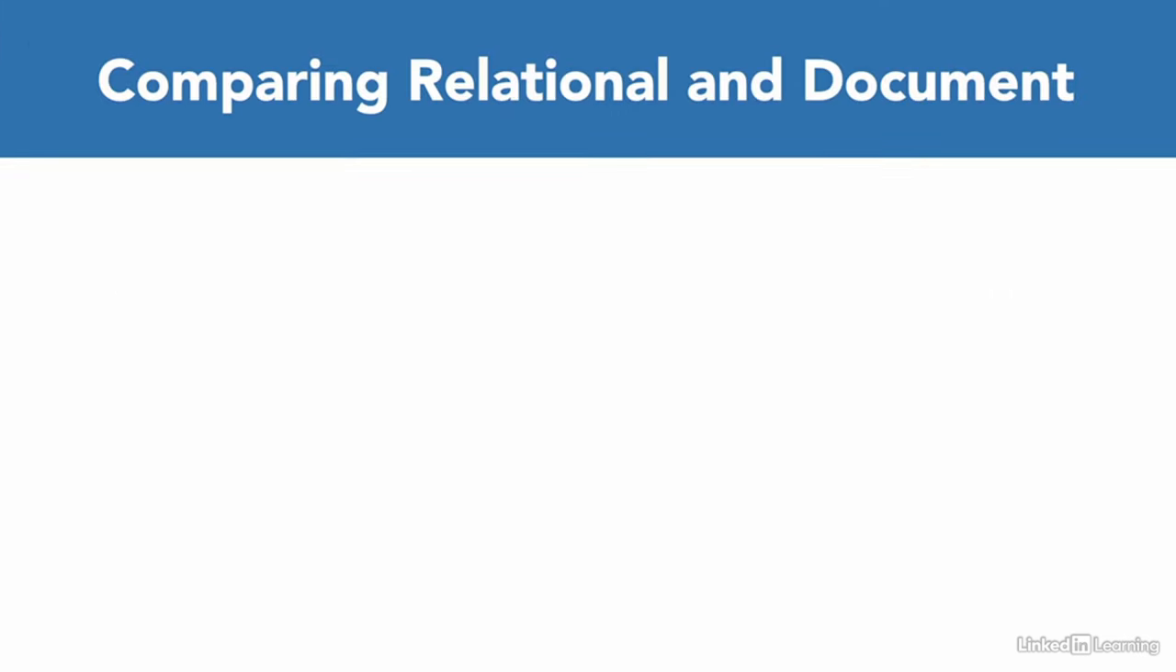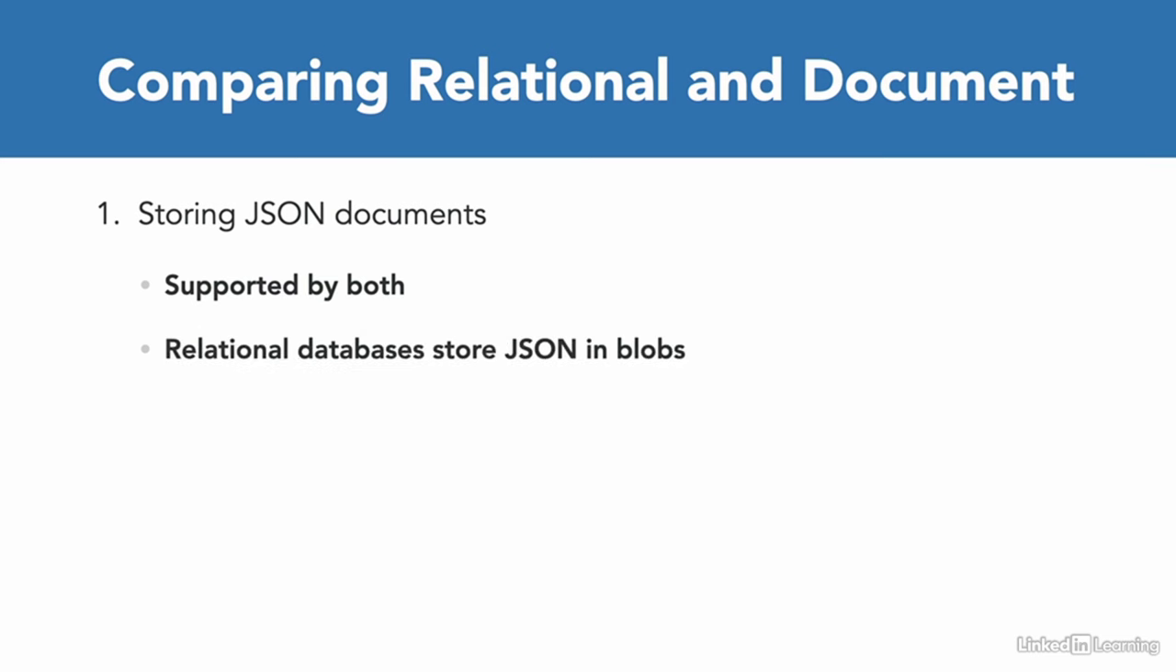When comparing relational and document databases, there are at least three different ways to think about it. The first one is when you store JSON documents as they are in both database types. Both relational and document databases nowadays generally support JSON objects, but the way you work with JSON documents differs in both cases. In relational databases, you generally store JSON inside a JSON blob. In MongoDB, you just store it.